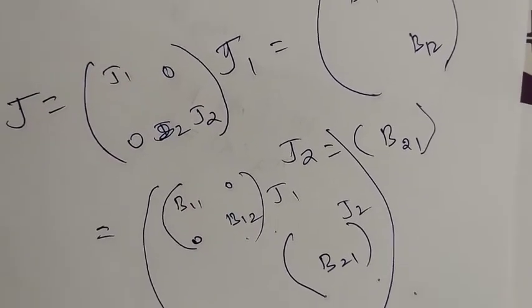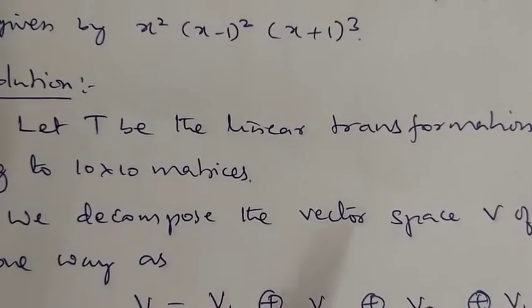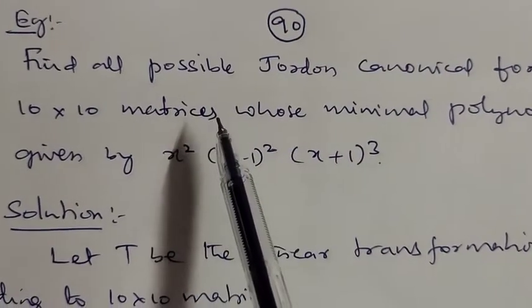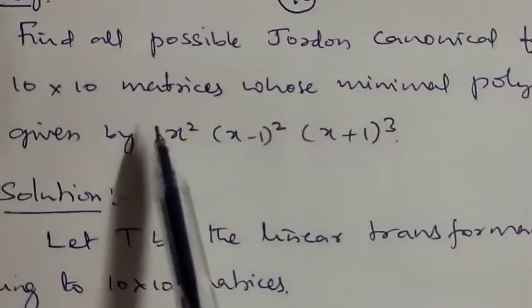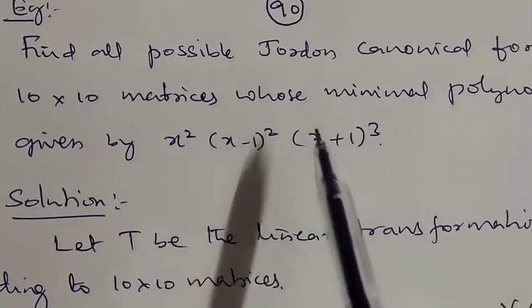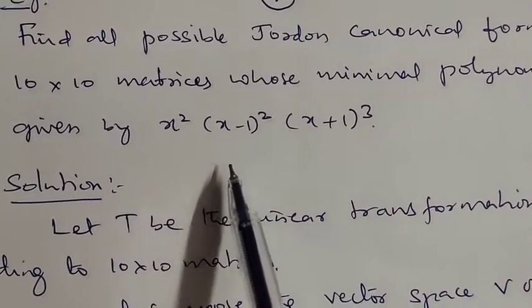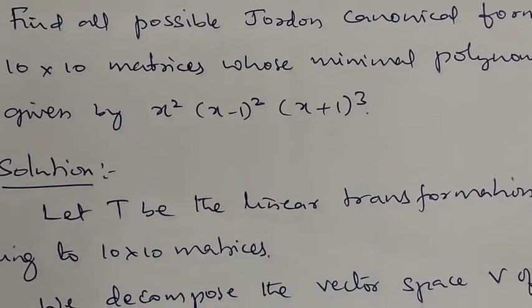Okay, next let us take up the other example. Now I will take up the second example. It says find all possible Jordan canonical forms for all 10 cross 10 matrices whose minimal polynomial is given by x square into (x minus 1) whole square into (x plus 3) whole cube.